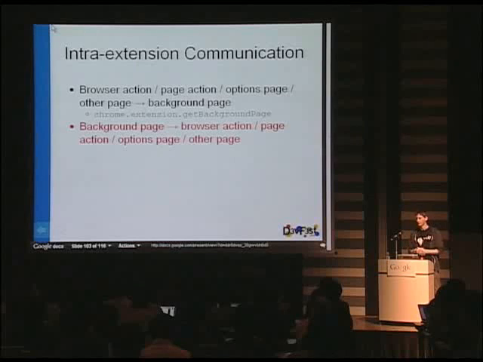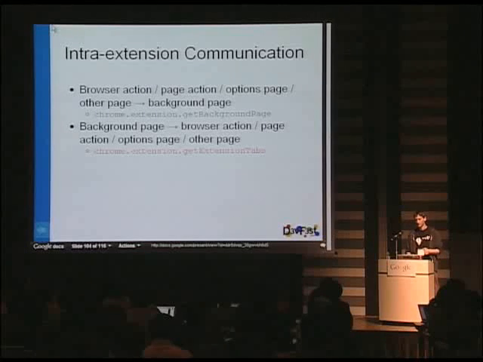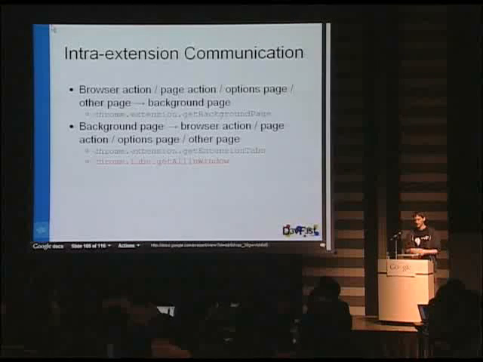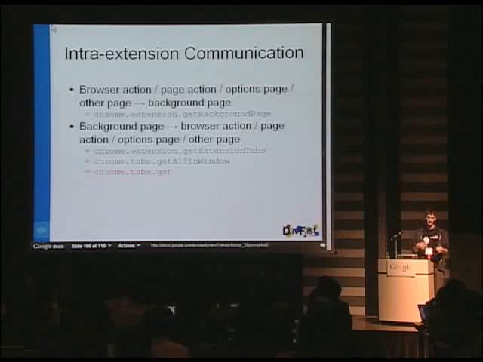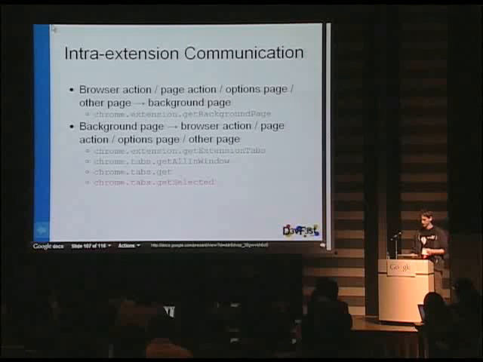Likewise, if you're going from a background page to any of those other extension components, there's a variety of methods for actually getting references to those components. The first is chrome.extension.getExtensionTabs, which will give you an array of all the extension tabs in all the extension components. Then you can get all in a specific window, passing in a window ID, and get all the components there. Then to get even more specific, you can pass in a specific tab ID, and that'll give you a reference to the extension components in that tab. And finally, you can just get the components from the selected extension tab.